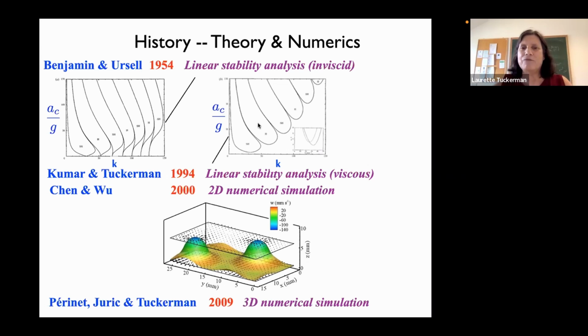This is viscous stability analysis, and this is the first to do 2D numerical simulation with Chen and Wu in 2000, and the first to do 3D numerical simulation was our group in 2009. Okay, and that's pretty much what you saw before. Notice that our numerical method gives you not just the position of the surface, but also the velocity field. So here you see the velocity that is coming in, now it's going to squish this hill. You know that the height and the velocity are out of phase, and here the fluid is going to rush out when the bump comes down.